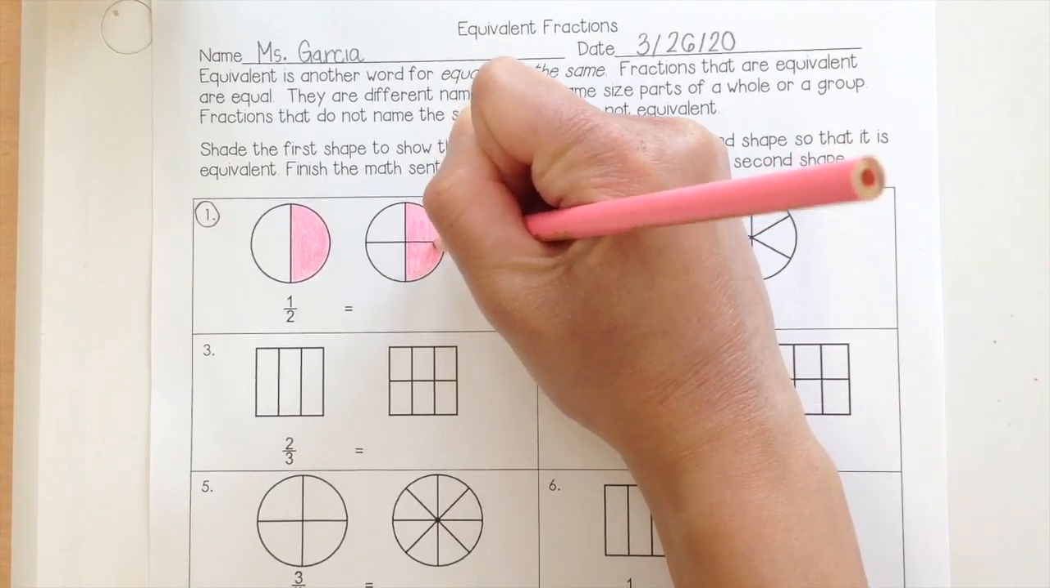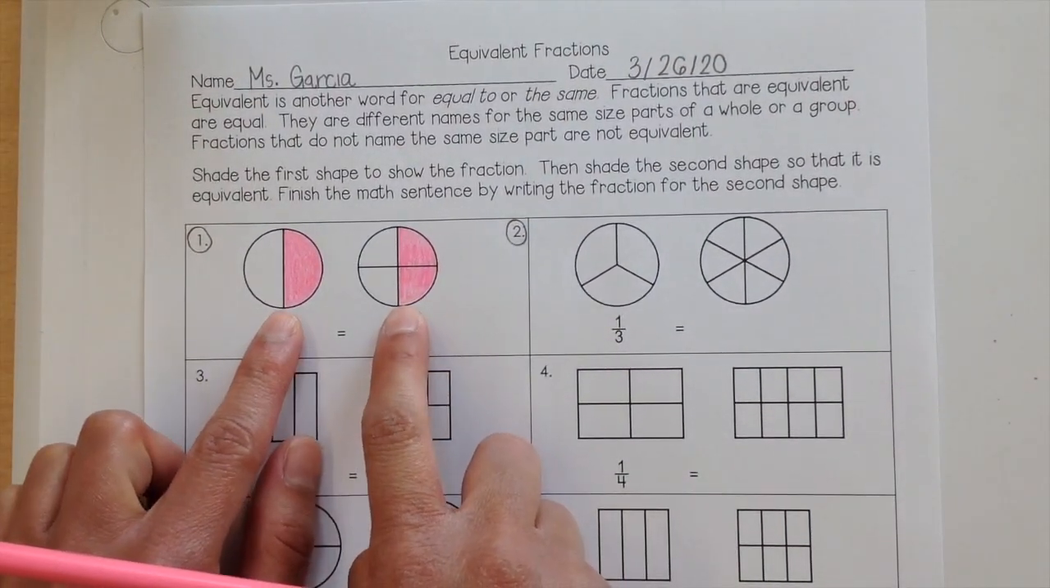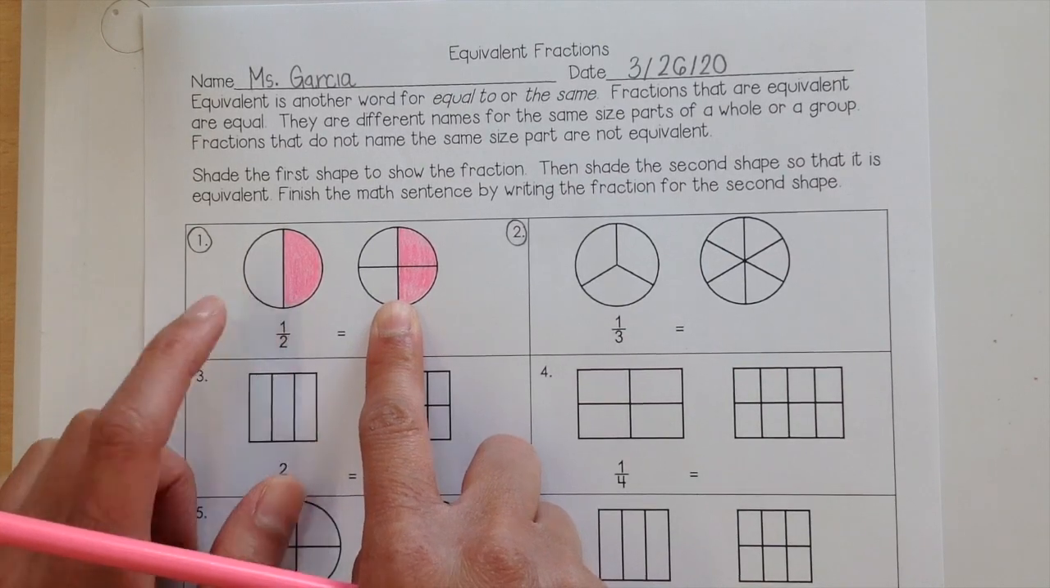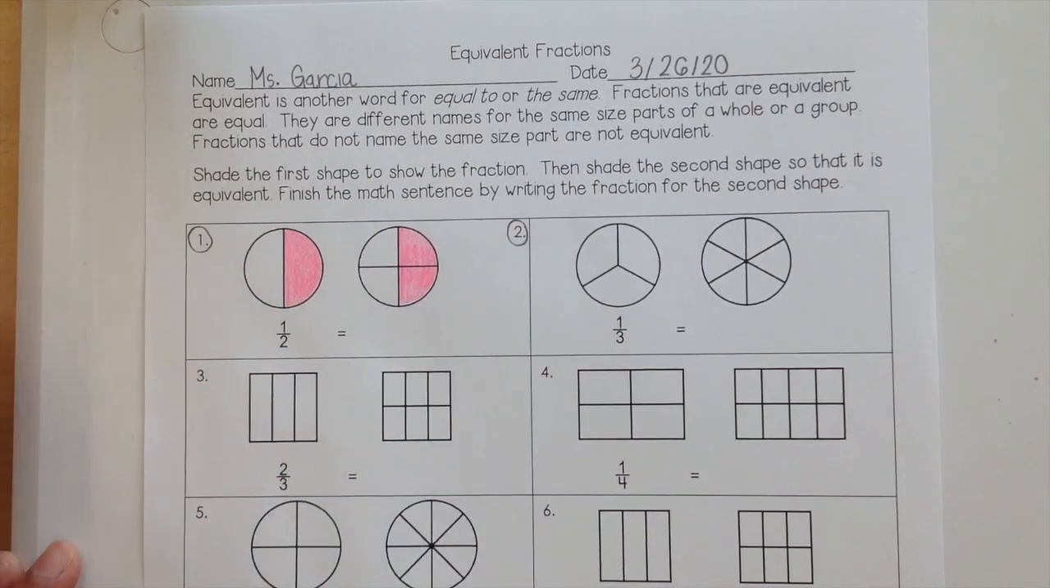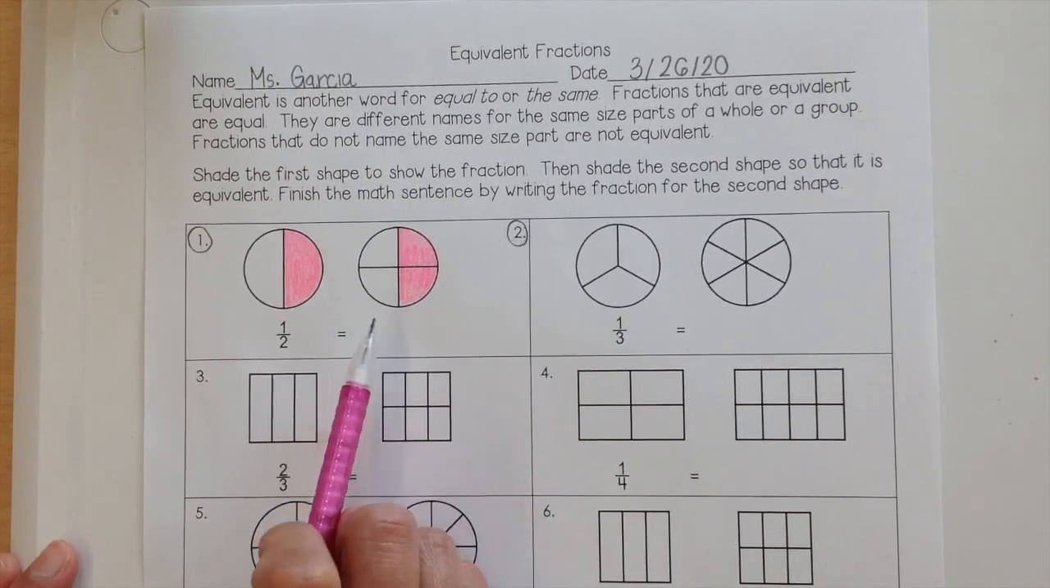Okay, now I've shaded half, so do you agree or disagree that this circle, the first one, looks a lot like the second one? Agree or disagree? Hopefully you're saying that you agree. So now my job is to write in the fraction for the second shape.